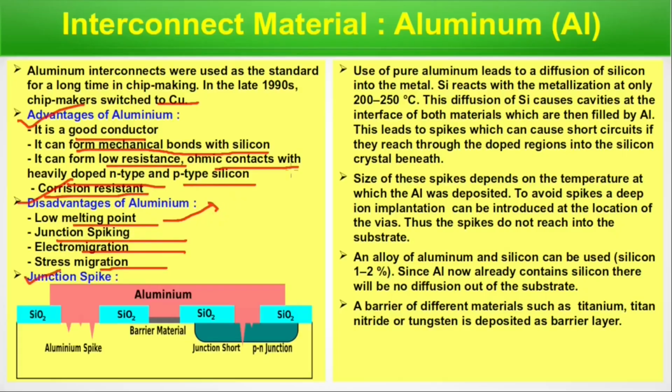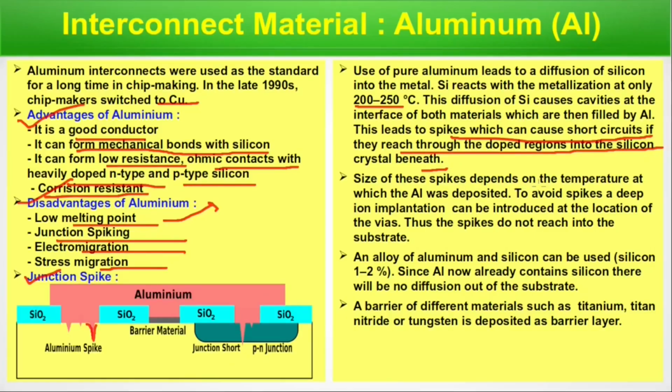Now, junction spiking. Use of pure aluminum leads to diffusion of silicon into the metal. These are the junction aluminum spikes. Silicon reacts with metallization at only 200 to 250 degrees centigrade. This diffusion of silicon causes cavities at the interface of both materials, which are then filled by aluminum. This leads to spikes which can cause a short circuit if they reach through the doped region into the silicon crystal beneath. It's creating a short circuit.